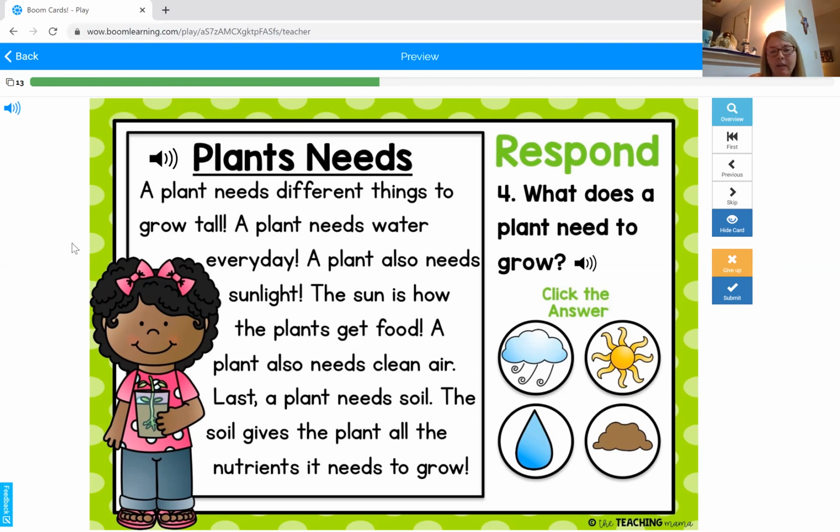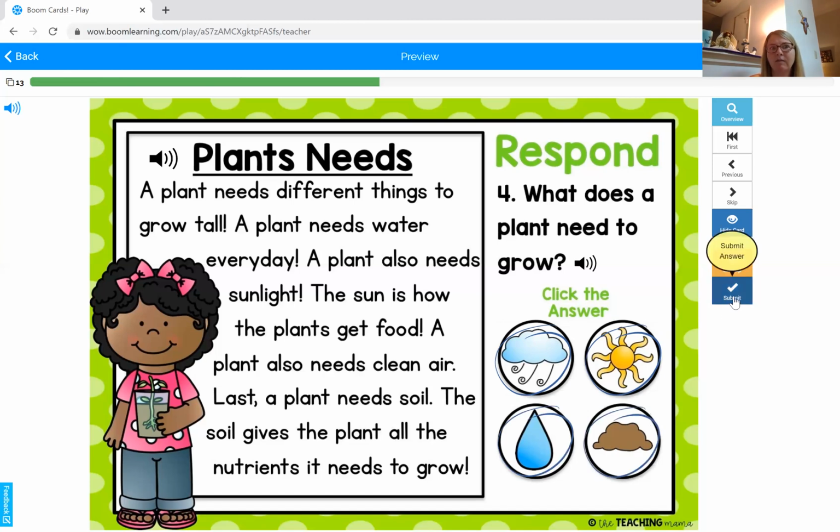So let's see. There's air. There's the sun. There's water. And there's soil. They all seem like the right answer, don't they? What does a plant need to grow? Do that one. And this one. It needs air, it needs sun, it needs water, and it needs soil.